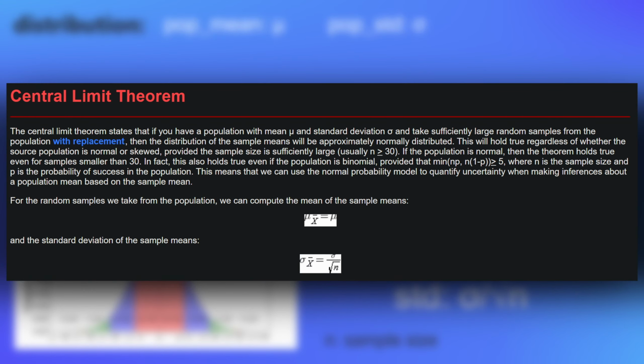It says that if you have a population with mean mu and standard deviation sigma and you take sufficiently large random samples from the population with replacement, then the distribution of the sample means will be approximately normally distributed. And if the population that we are taking the sample from is already normal, then the theorem holds true even for sample sizes smaller than 30. Nice, right? But don't trust me if I say so. Let's see this with a Python example.